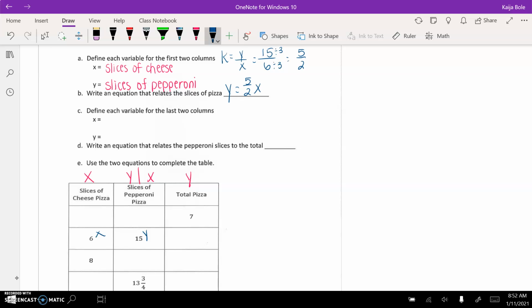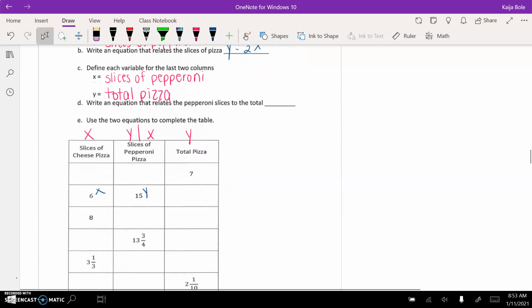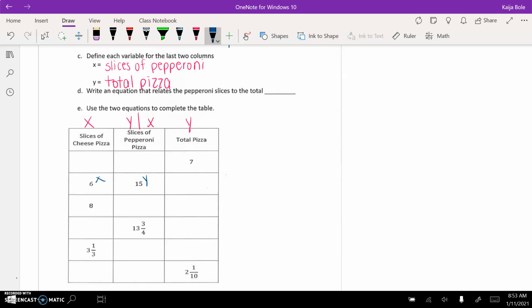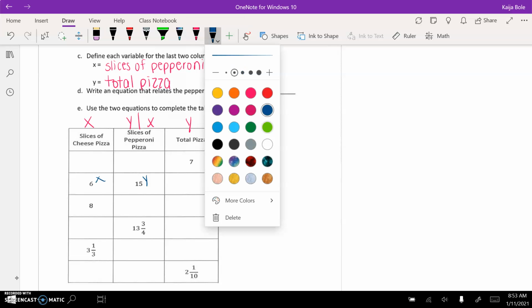Okay, then you move on to the next part where it says define each variable for the last 2 columns. So our x in this situation is slices of pepperoni. And then the y would be total pizza. Okay, and then you're doing the same thing. Write an equation that relates pepperoni to the total pizza. So we're looking for k equals y over x. And when you're looking here, we don't have a y and an x yet. And that's okay.